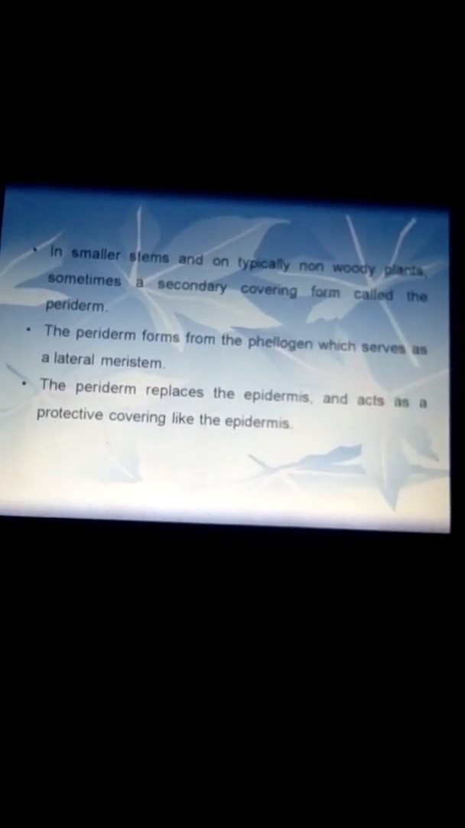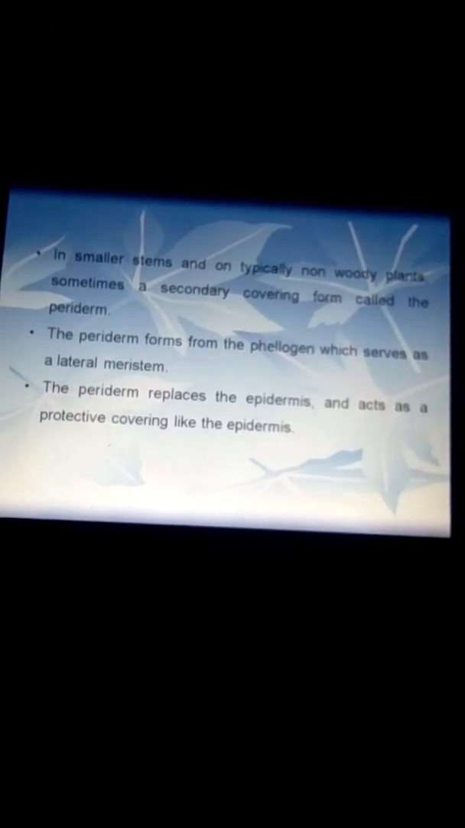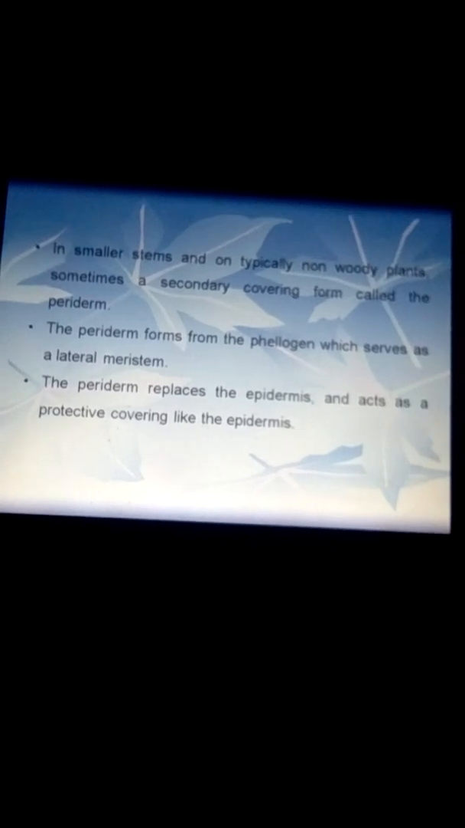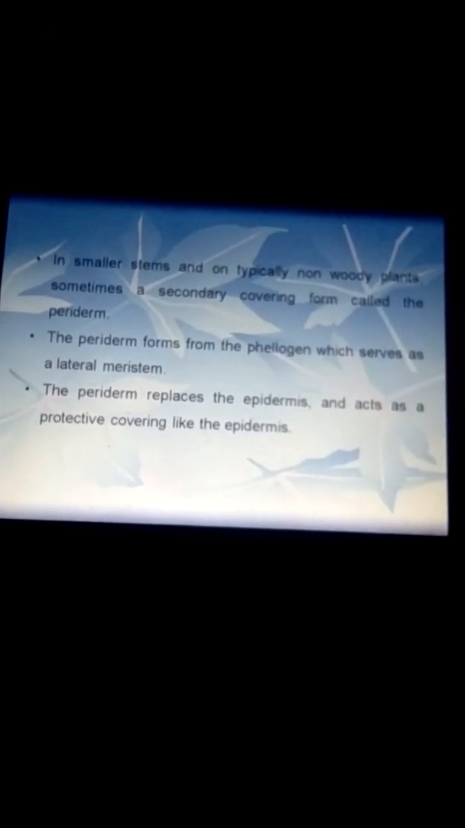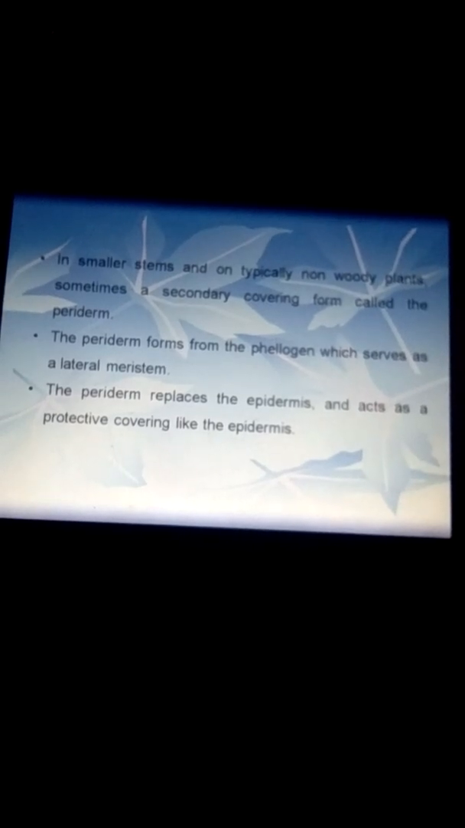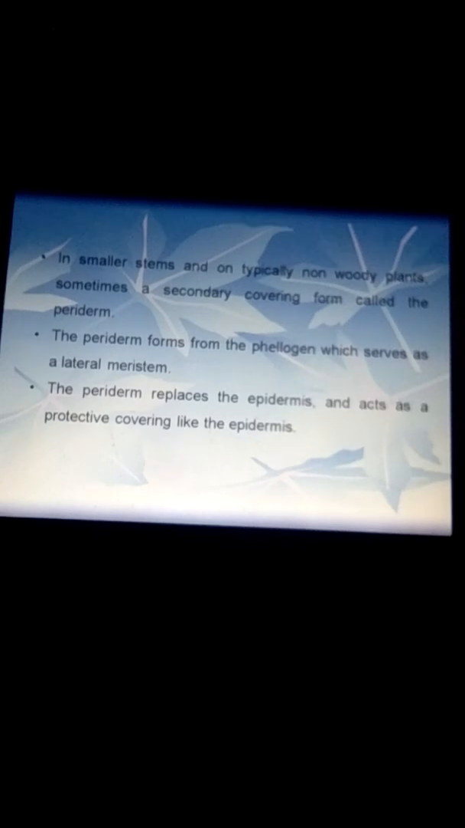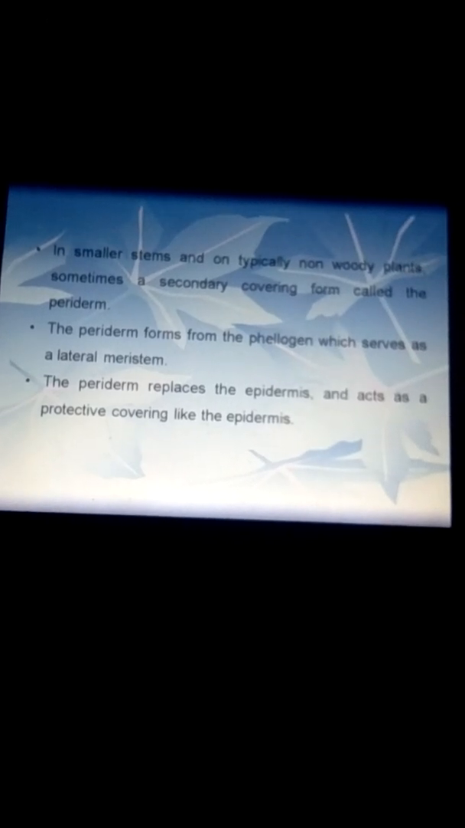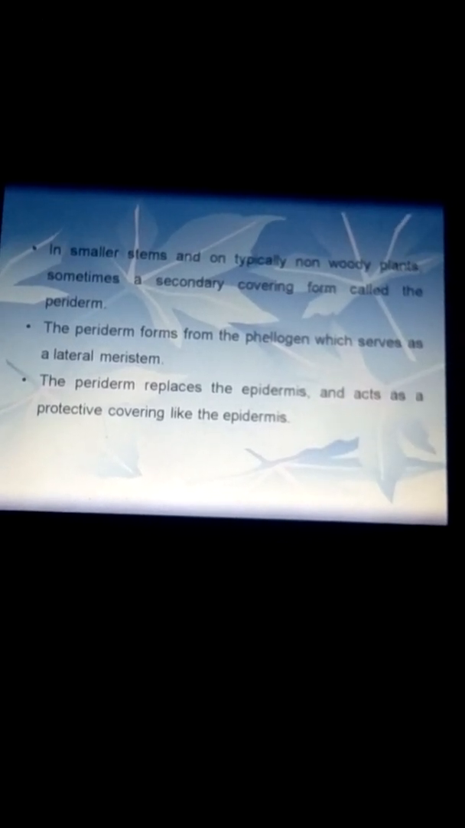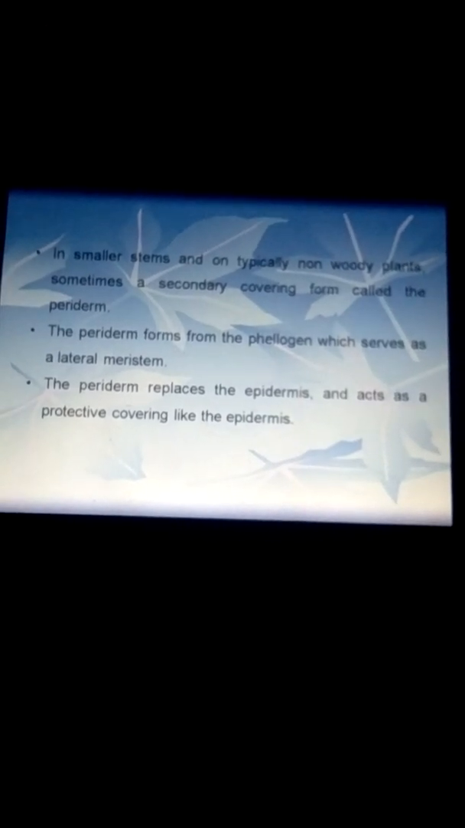Periderm forms from phloem, which serves as a lateral meristem. That means periderm is another layer that is formed from phloem. Phloem is cork cambium in some smaller stems, non-woody plants. The periderm replaces the epidermis and acts as a protective covering like epidermis. That means in higher plants the protective covering is not epidermis, but it is replaced by another protective layer, that is periderm.